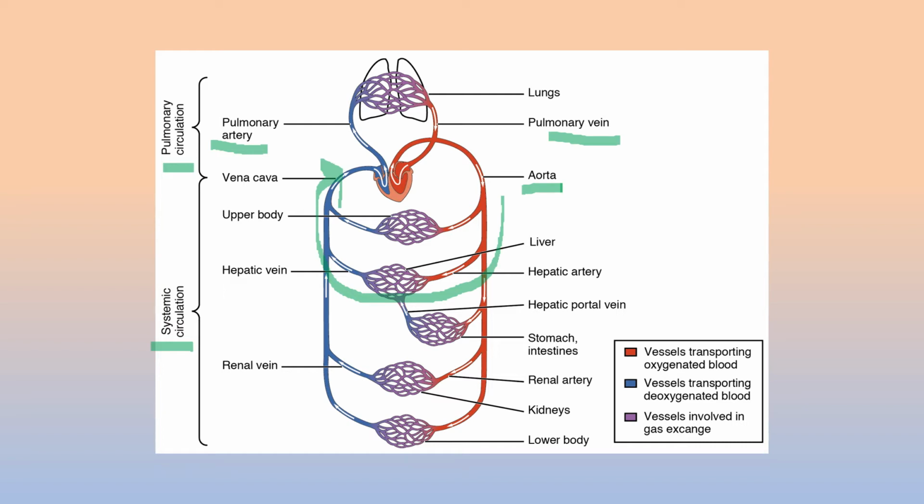So just think about where the blood is traveling to and where it is traveling from, in terms of whether it is high oxygen or low oxygen. And then, is it artery or vein? If the blood is moving away from the heart, it's an artery. If it's moving towards the heart, it's a vein.